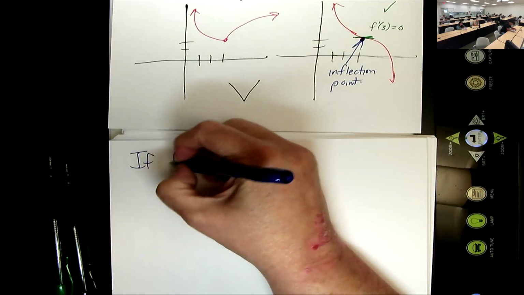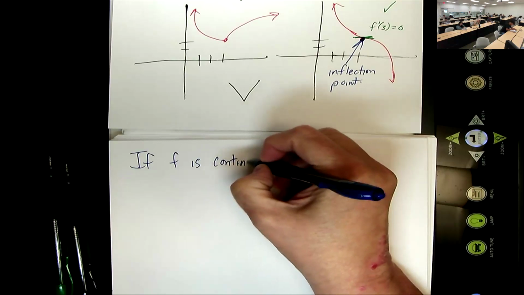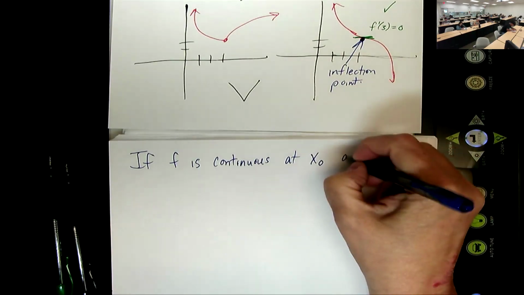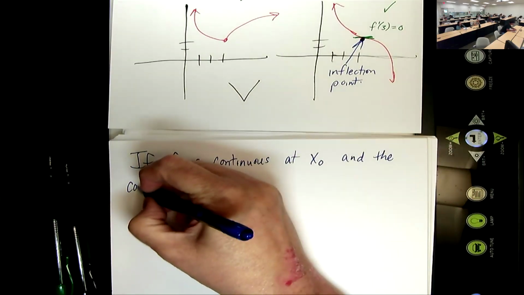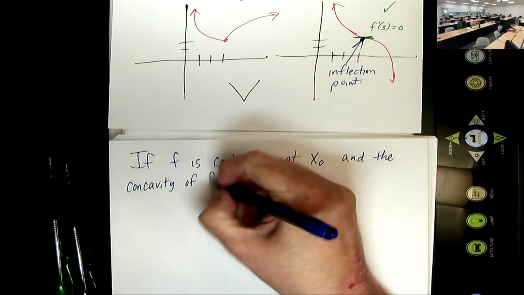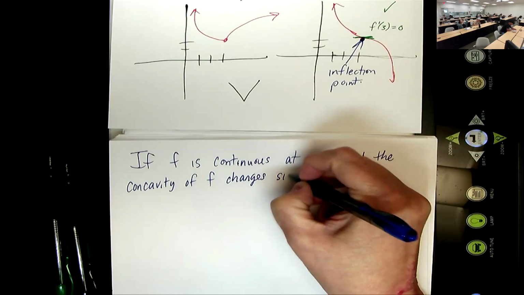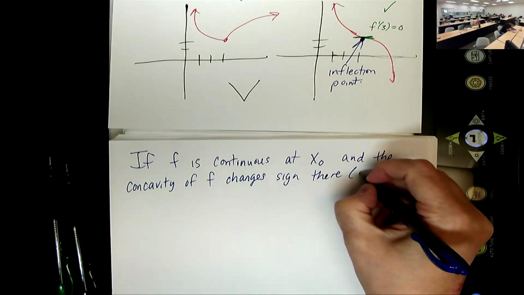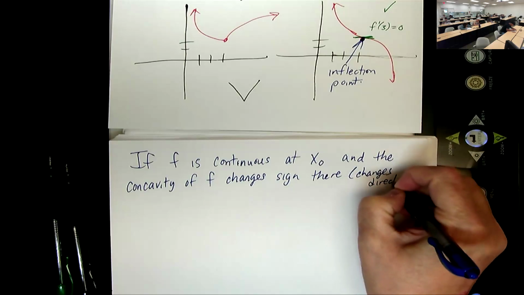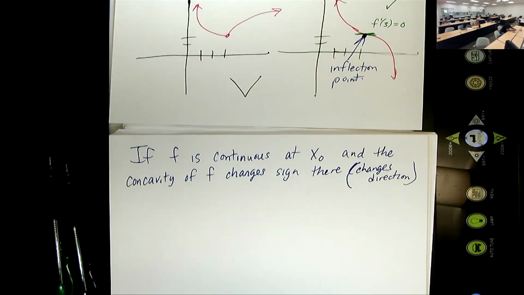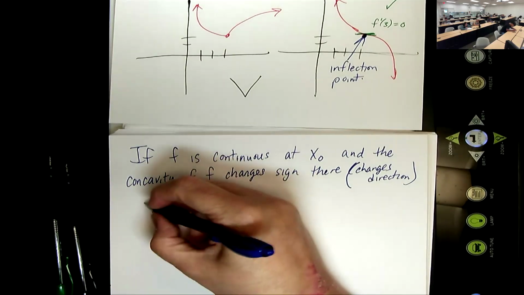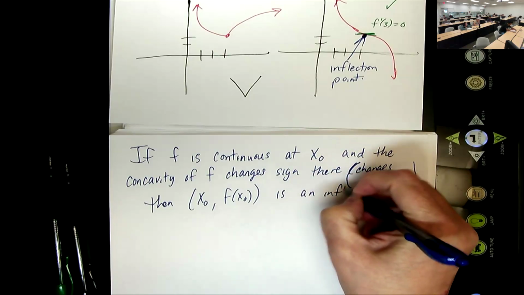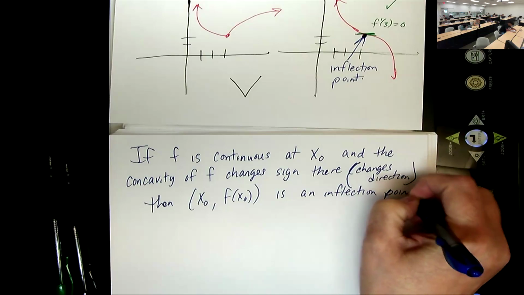If f is continuous, this is required, at x naught, the point we're looking at, and the concavity of f changes direction there, changes sign there, then x naught and f of x naught is an inflection point. Give you a nice little math definition to go with it.